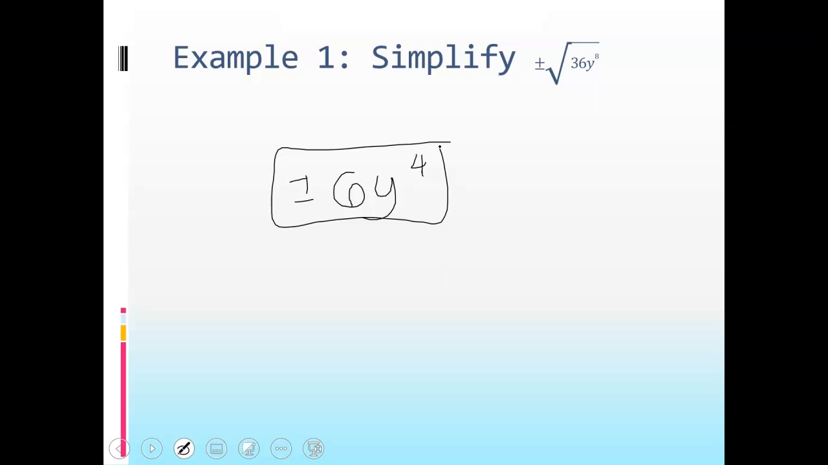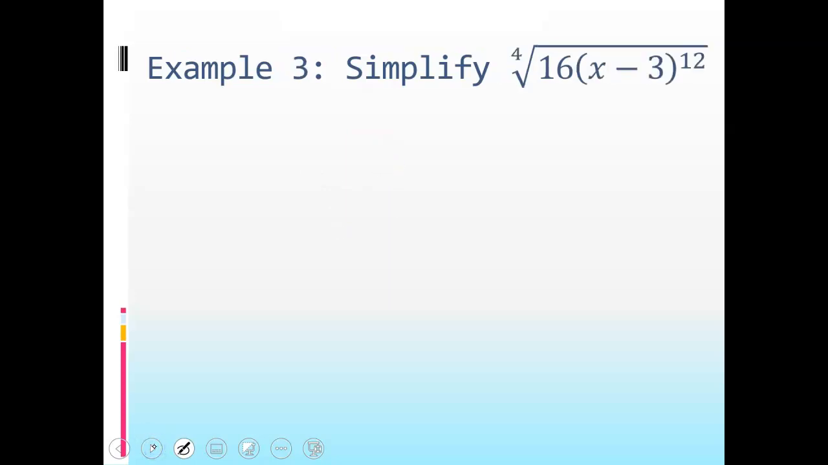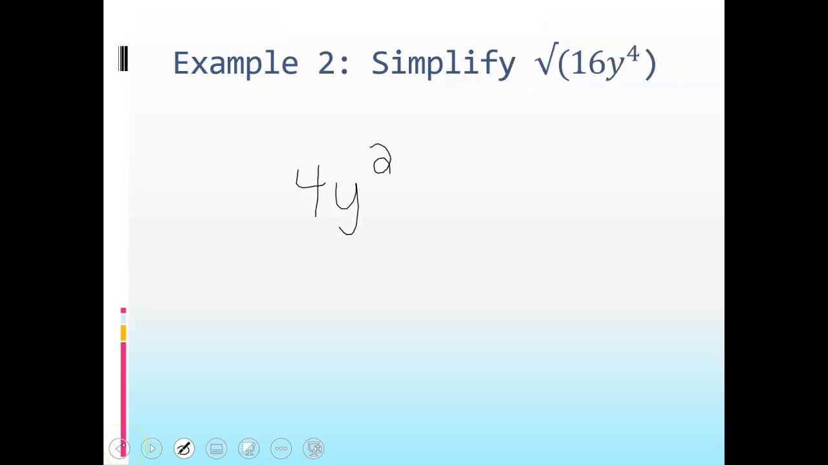That's pretty easy. You have to do something more. The square root of 16y to the 4th. Is 16 a perfect square? Yes. It becomes 4. y to the 4th becomes y squared. That one did not have a plus or minus there. Sorry, your paper has it. I didn't have it on my example.